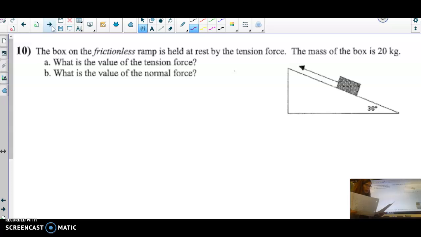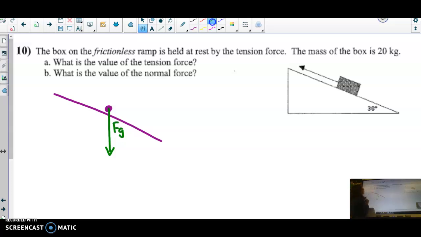The next one we're going to take a look at is question number 10. We have a box on a ramp, and we're trying to find the value of tension. So this is the only kind of scenario where I actually draw the ramp itself. So there's my ramp. I'm going to draw a dot for my box. And now the force of gravity, the weight of the object, is going to be pointed straight down. So this is my weight or force of gravity, and that is going to be equal to 200 newtons. So 20 times 10, that's going to be 200 newtons.